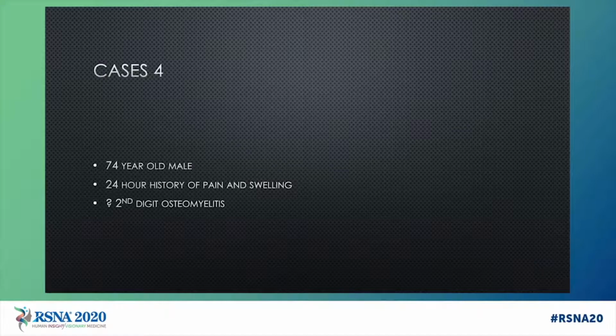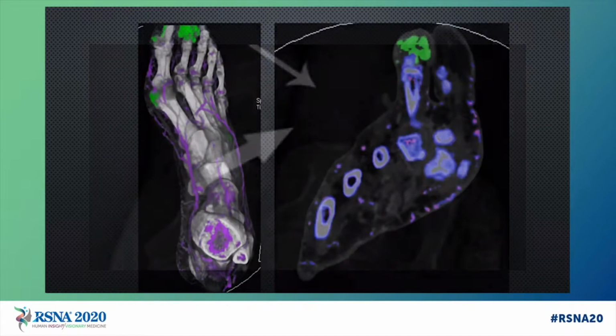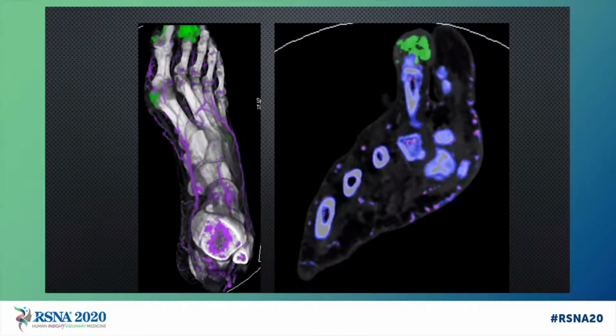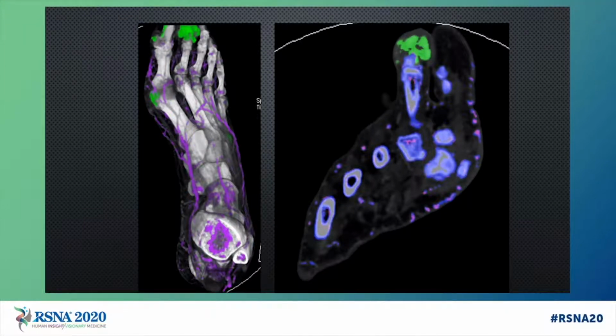Case number 4, 74-year-old male, presents at the emergency department with a 24-hour history of pain and swelling of the second toe. Query, osteomyelitis. So here we see destruction of the second distal interphalangeal joint with marked soft tissue swelling. However, in a CT scan, we can clearly see a green area there, which represents urate. The appearance is in keeping with gout.